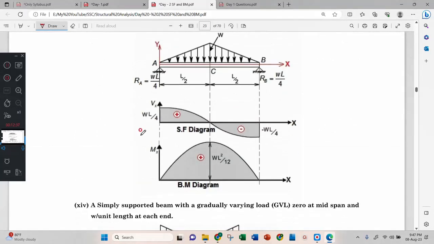Okay, now then shear force WL by 4, WL by 4. Moment WL square by 12, WL square by 12.